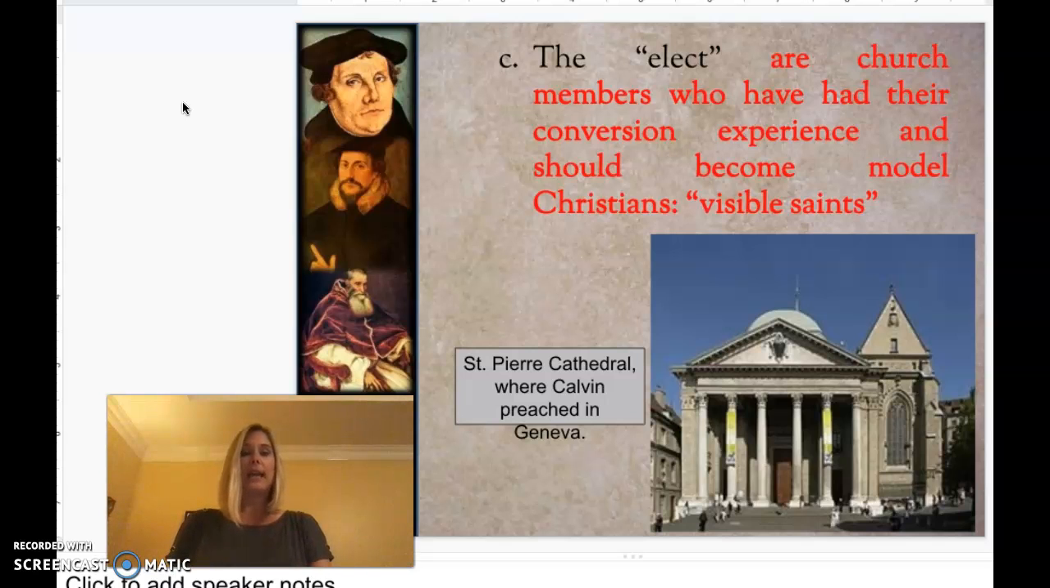And again, Calvin is saying they should be model Christians, those visible saints. So others should look up to them and want to live their life according to how they are living their life. Because by converting, like I mentioned, it's a life-changing experience. They've completely devoted themselves to the church, whereas before, maybe they weren't as focused. And so now Calvin says, not only are you part of the elect, which means the chosen ones, but you are going to be a model Christian so others could hopefully learn from you.